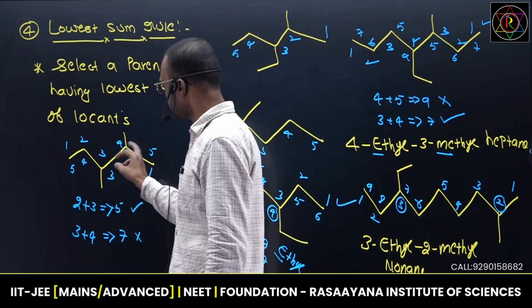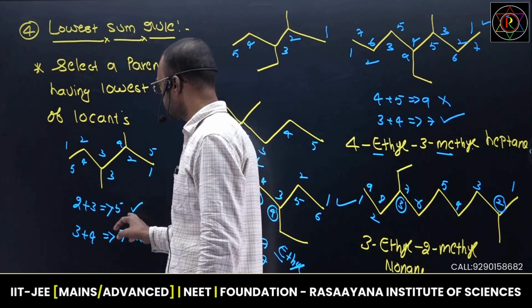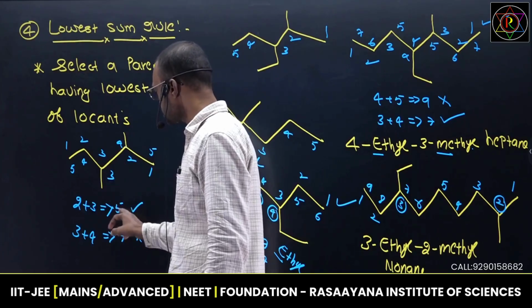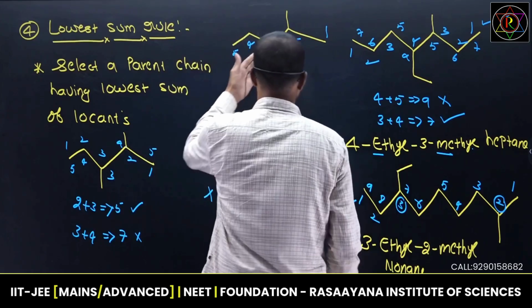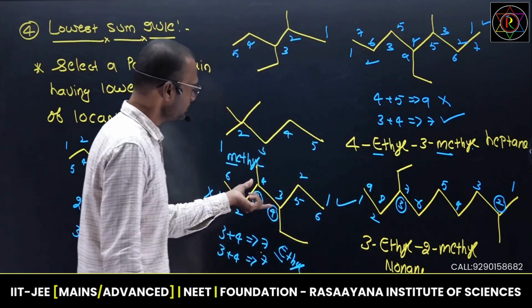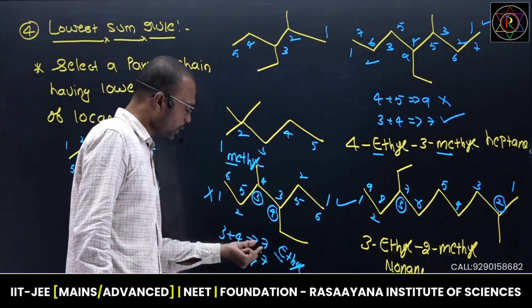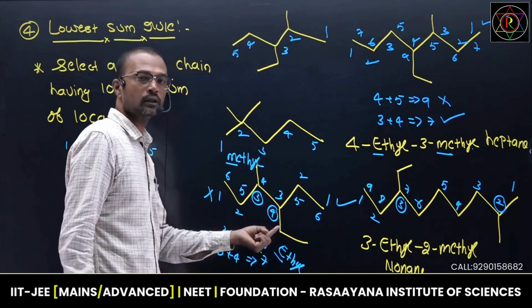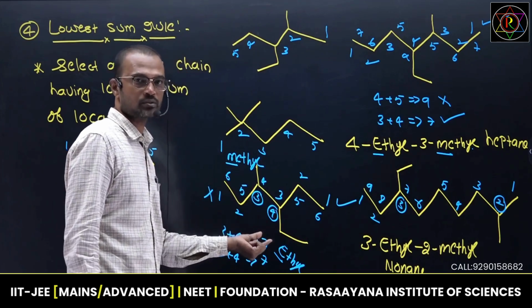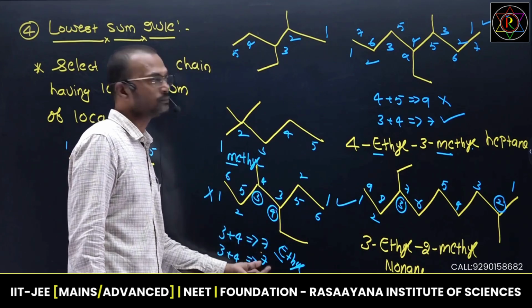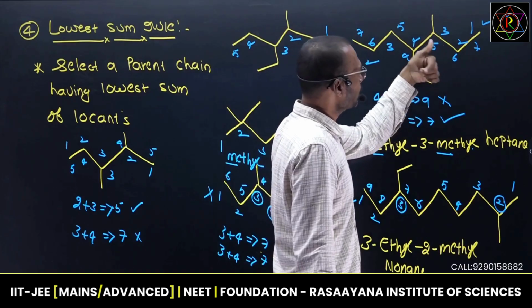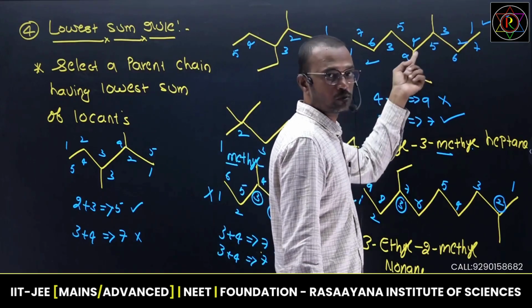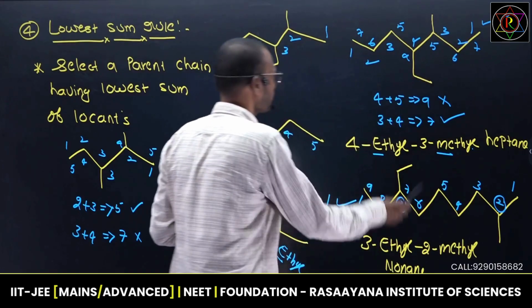If I select from right to left or left to right, in both directions the sums of these positions are 5 and 7. 5 is lower than 7, so that's why I'm selecting the right side. All are same. If different substitutions are present and the sum of locants is the same, then follow the substituent's starting alphabet. Means I am following alphabetical order. But when substituents are different and give two different positions, follow the lowest sum rule. These two, be careful.